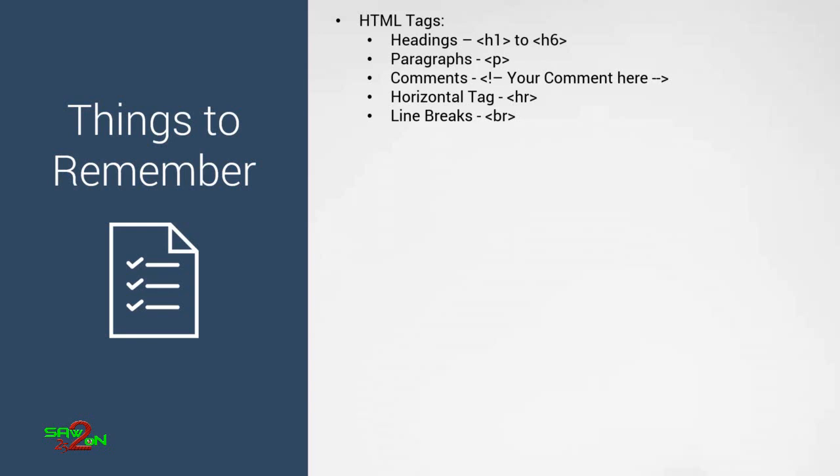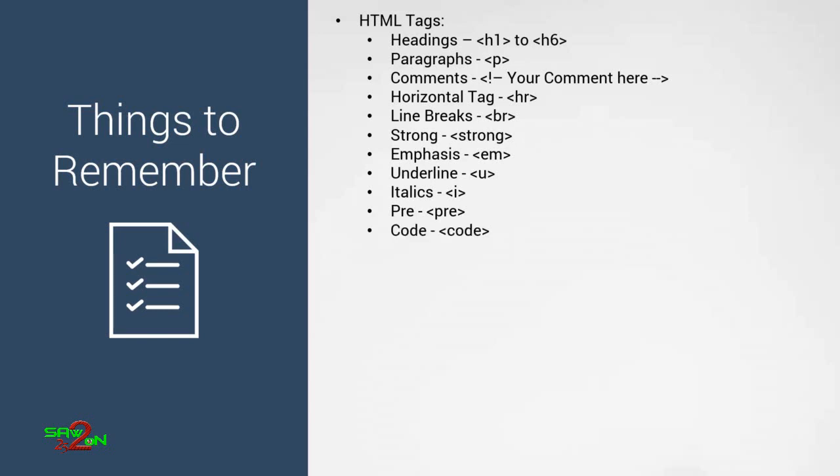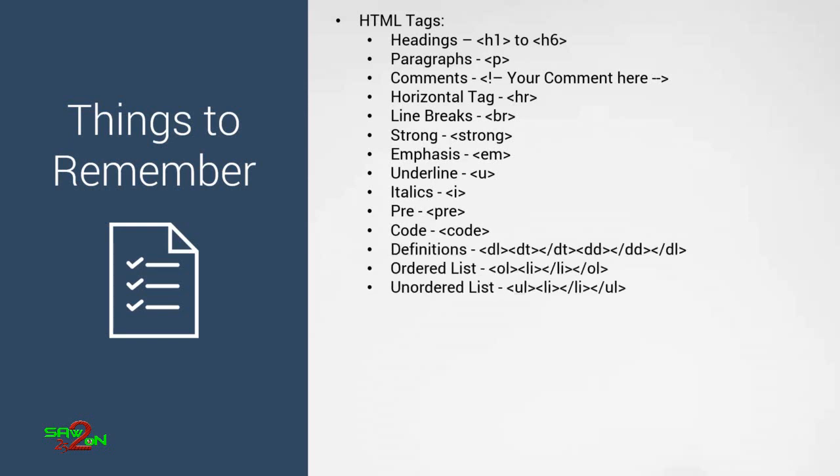And remember, the horizontal tag and the line break tag are also empty tags or self-closing tags. Underline and italics. Okay, then we have looked at the pre tag. Whatever output you want to write and then display the same output on the web page, you use the pre tag. Then if you want to write and display source code, that's the computer code, you wrap it under the code tag. We looked at the lists: definition list, ordered list and unordered list.